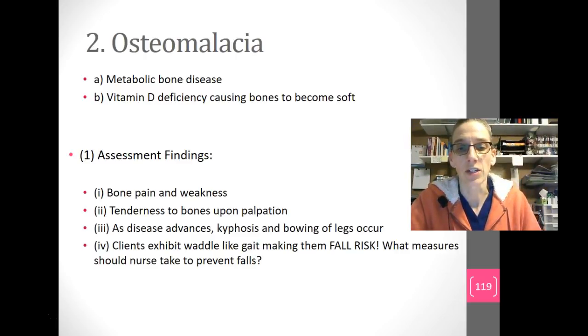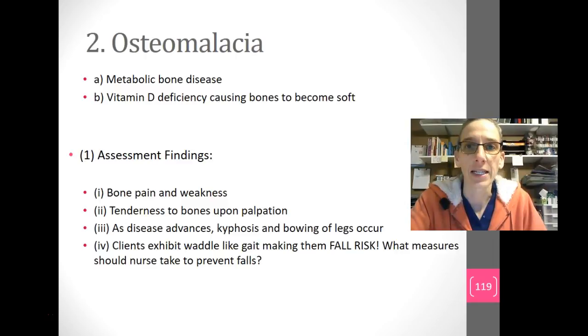So what measures should the nurse take to prevent falls? Okay, so they need to put a sign on the door if they're hospitalized. The call light needs to be within reach. Remove any floor hazards, provide the bedside commode, assist with their ADLs, have the bed in the lowest position, and the bed alarms on. Okay.